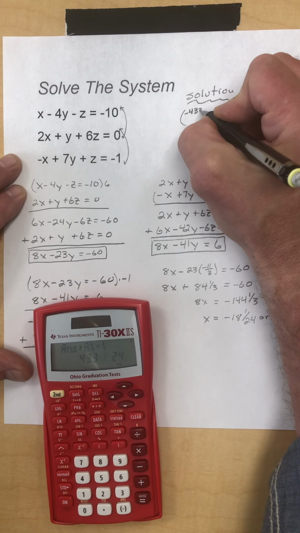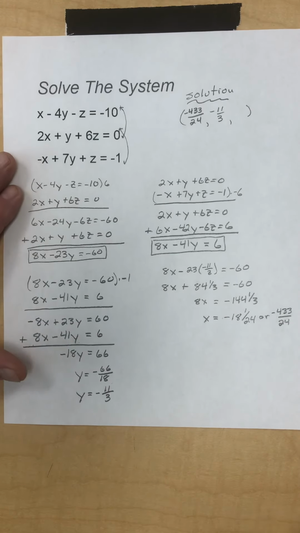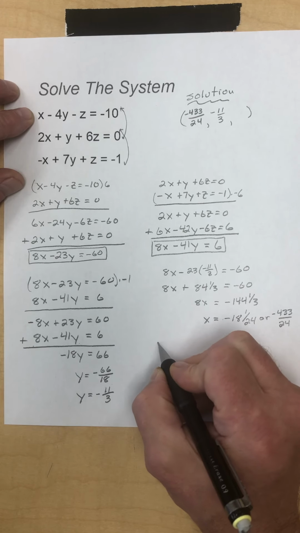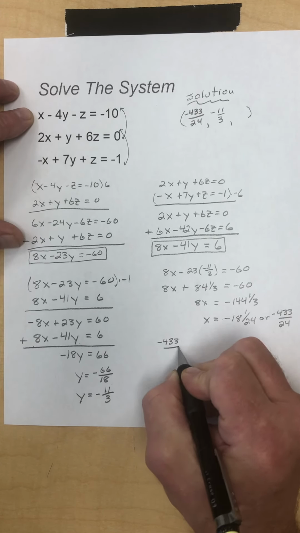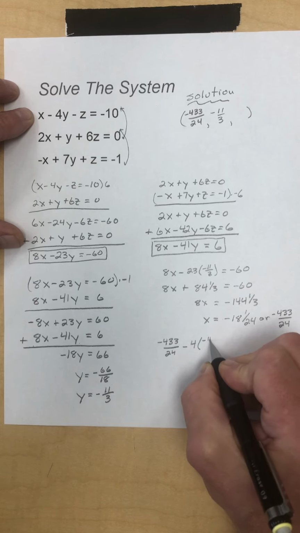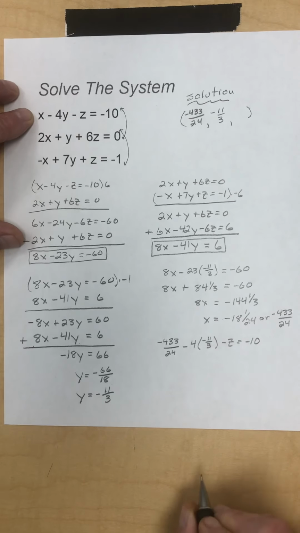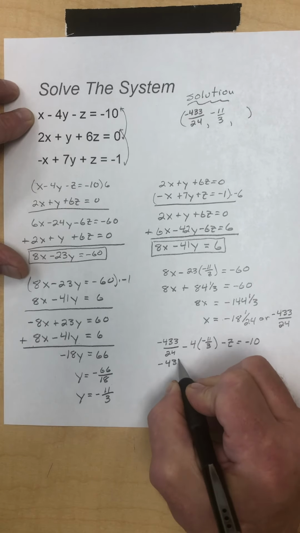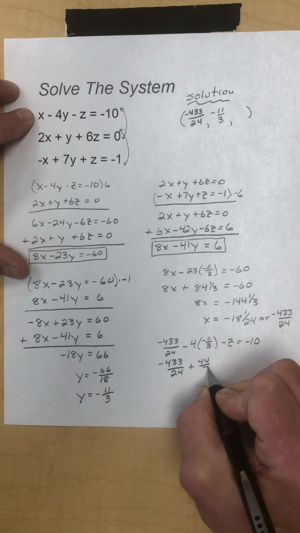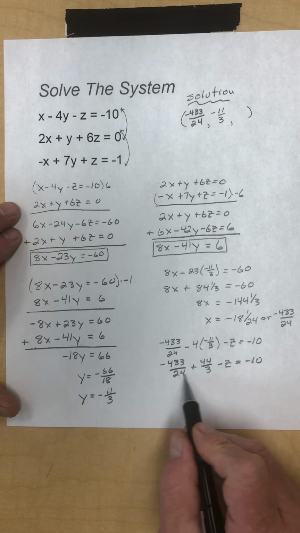Negative 433 over 24. Okay, and then I have to go back and find z. So I'm going to use this top one. So we have x, which is negative 433 over 24, minus 4 times y, which is negative 11 thirds, minus z equals negative 10. Okay, so I've got a negative 433 over 24. This would be positive 44 thirds, minus z equals negative 10. So I'm going to add these together.